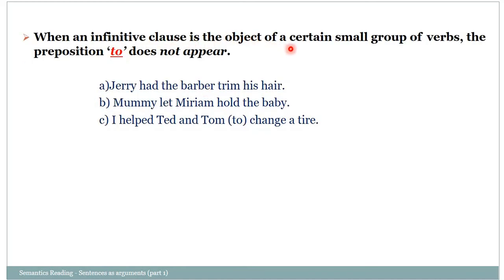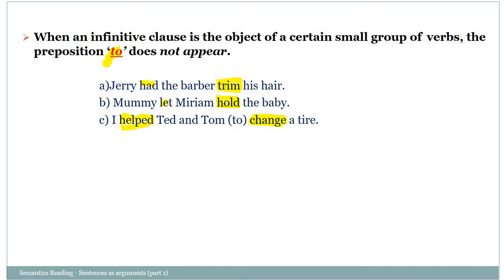When an infinitive clause is the object of a certain small group of verbs, the preposition to doesn't appear. These are the exceptional verbs, like had, let, and help. "Jerry had the barber trim his hair." "Mommy let Miriam hold the baby." And "I helped Ted and Tom to change a tire." In these sentences, trim his hair, hold the baby, change a tire are the infinitive form of the verbs. We know that here is an infinitive clause, but without using the preposition to. These are the result of have, let, and help.